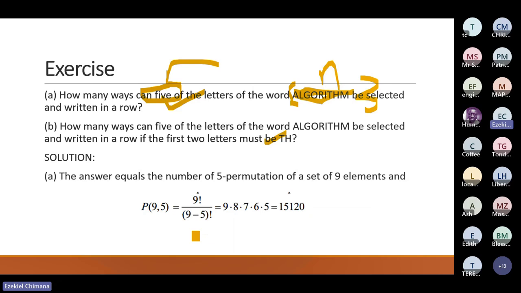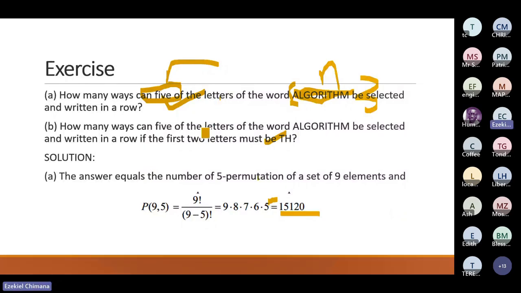4 factorial will be 4 times 3 times 2 times 1. So it will cancel each other with the remainder numbers that were supposed to be on this 9 factorial on the top. So you only are left with what? With the 9 times 8 times 7 times 6 times 5, which will be equal to 15,120. So that's the total number of permutations that you can have. So this one is just the solution of this question A.